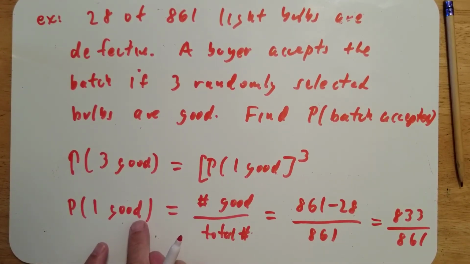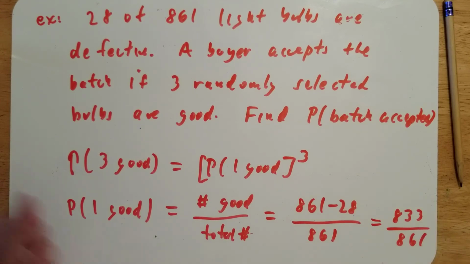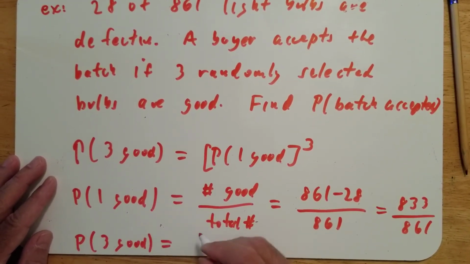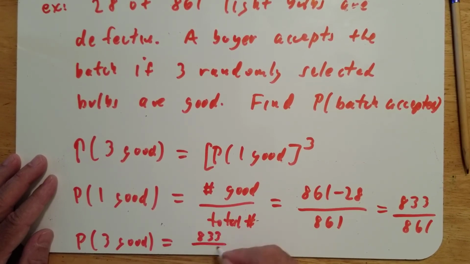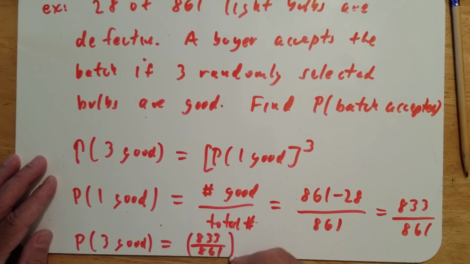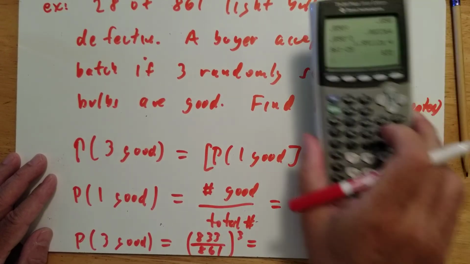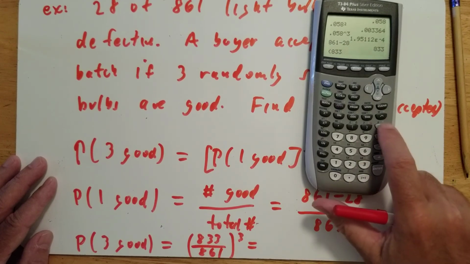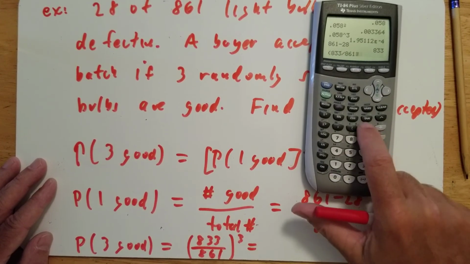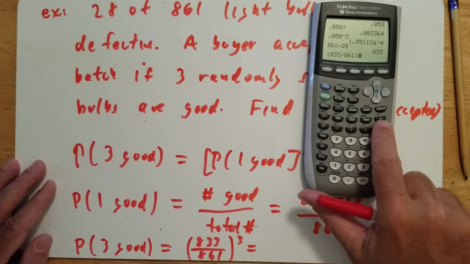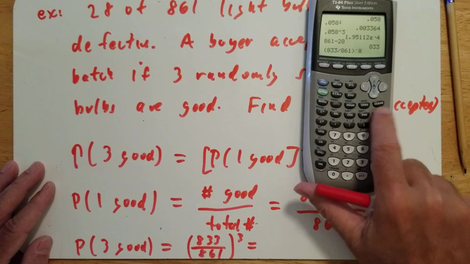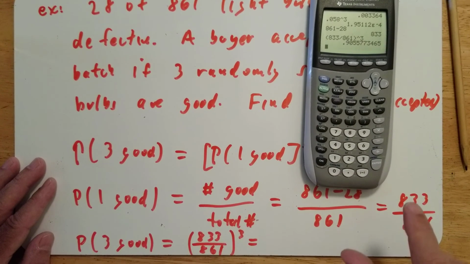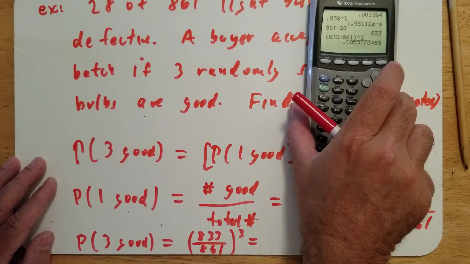So to get the probability of 3 good ones, I'm going to raise that number to the 3rd power. Probability of 3 good is 833 divided by 861 raised to the third power. So on the calculator, I'm going like this: 833 divided by 861. And to raise to the third power, I'm using this caret over here, which is an exponent key, to the third power. And that gives me 0.906 correct to 3 decimal places.